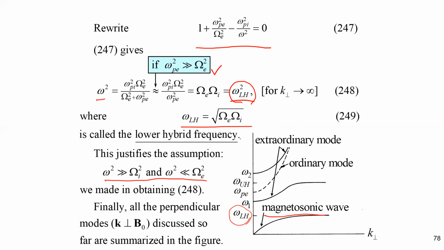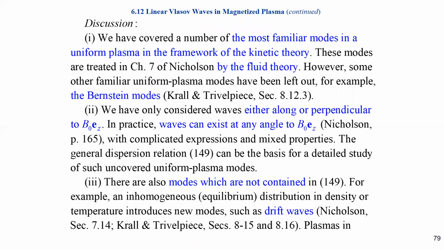Finally, all the perpendicular modes discussed so far are summarized in the figure. Perpendicular modes: 2 is extraordinary, 1 ordinary, together with the magnetosonic wave. Okay, so let's discuss. Discussion is normally very important.